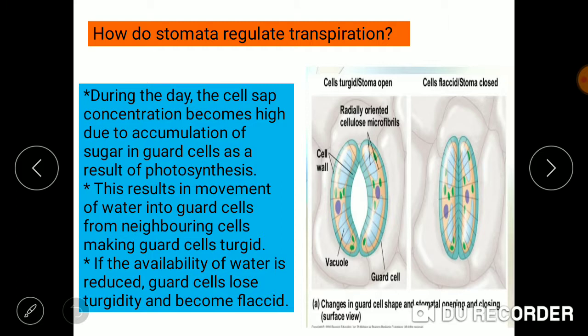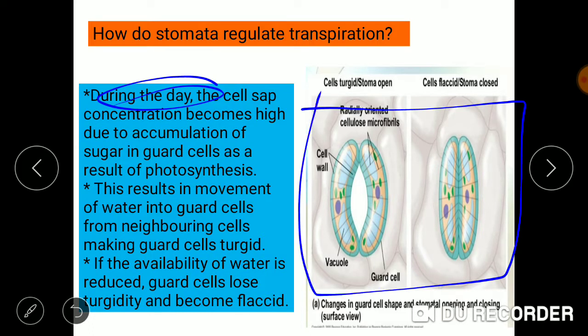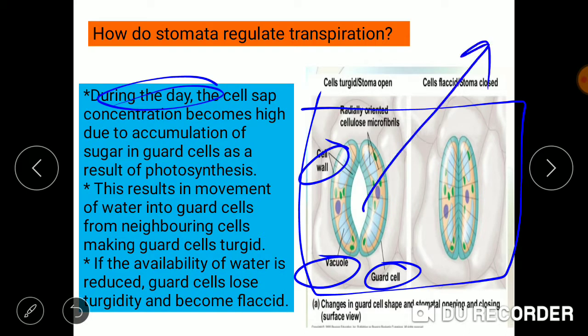Now we'll study how the stomata regulates the transpiration. During the daytime, the process of photosynthesis occurs, and during photosynthesis food is being prepared. This diagram shown over here is of the stomata containing the guard cells, and within the guard cell vacuole and cell wall is present. In the center is the stoma region present over here. So this is the stoma region.